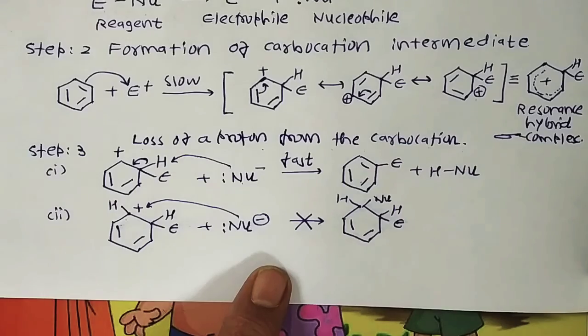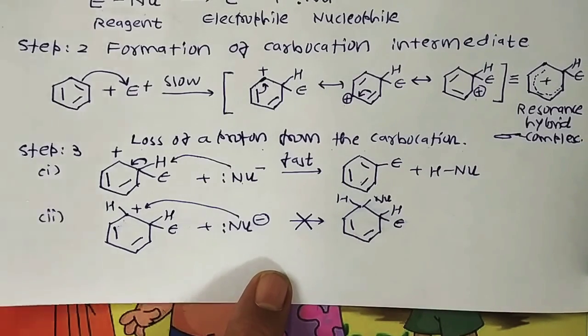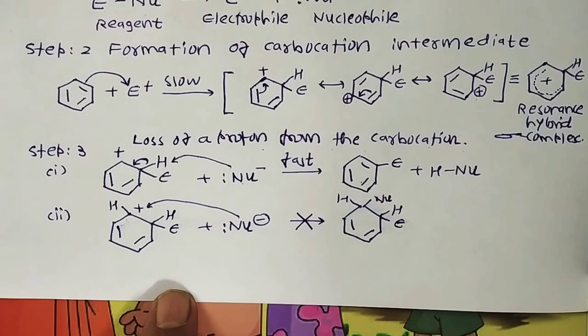So this is all about the common electrophilic substitution reactions. Now we switch over to the next portion, the different reactions: first nitration, then sulfonation, chlorination, bromination, Friedel-Crafts alkylation and Friedel-Crafts acylation in our next session. Thank you very much.